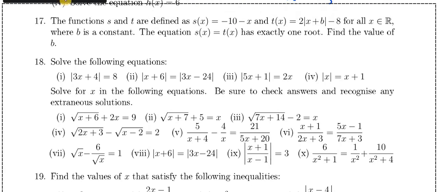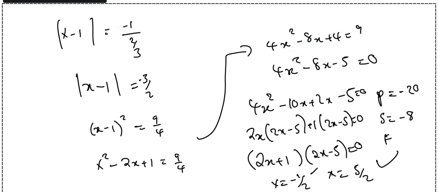Then number 17. We're simply saying the functions s and t are defined as follows. S of x is given to be negative 10 minus x. Then t of x is also given, where b is a constant. They want us to equate s and t. When we equate them, the expression they give us has exactly one root, meaning the discriminant is equal to 0. Remember, under the discriminant, when something has one root, they're saying find the value of b. So this is what we're going to get.